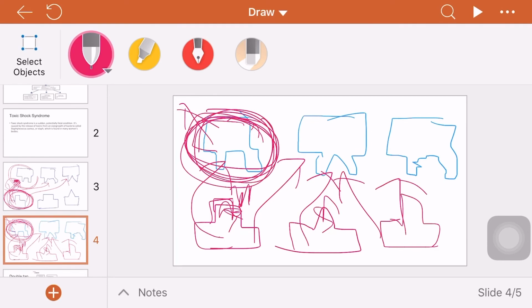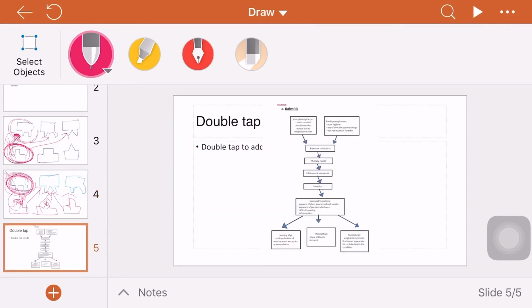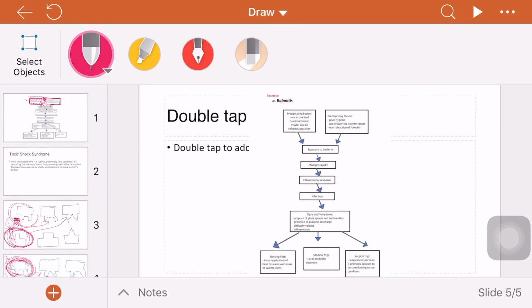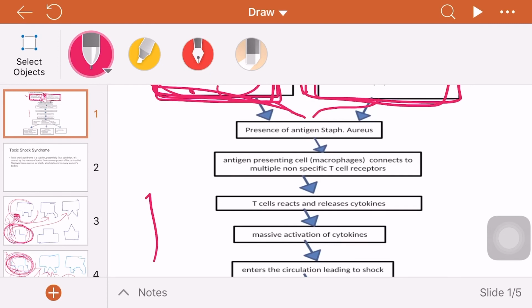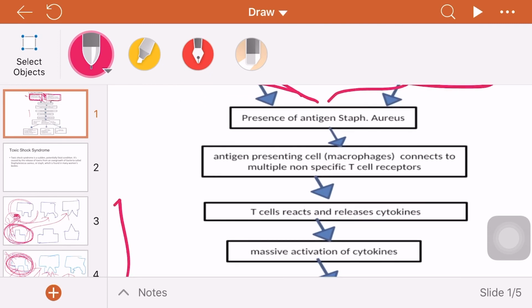So massive release of cytokines causing the shock. Now pag ma-shock na ka, mao na ang magmanifest na ang signs and symptoms. So going back, naay presence of antigen Staphylococcus aureus. So since dili ni siya normal nga bacteria, what happens? The antigen presenting cell connects to multiple non-specific T-cell receptors. Kay dili man siya mo recognize og T-cell.